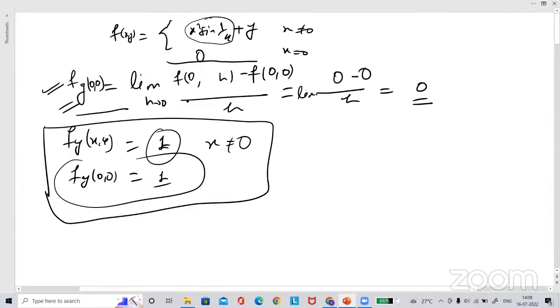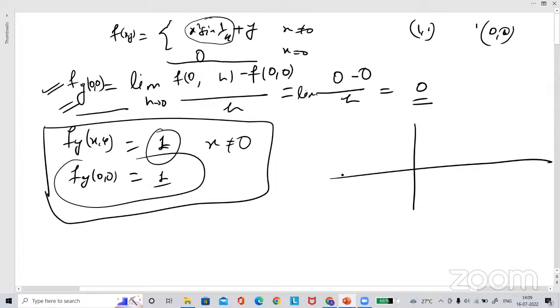Where is the problem for this function? On the x-axis only. On this line, this function has a problem. Otherwise, apart from this, the function behaves nicely. There is no issue with this. But the problem is when x is 0. On this line, we have this problem for this function.